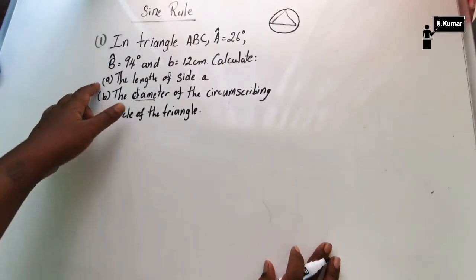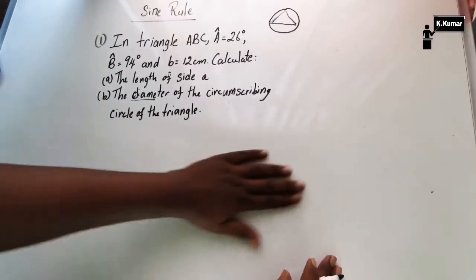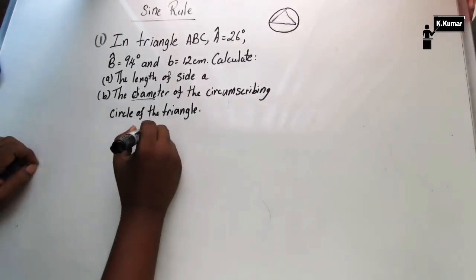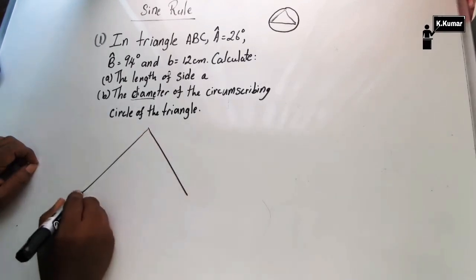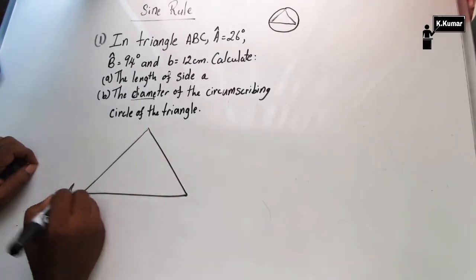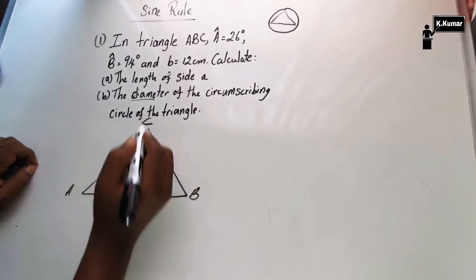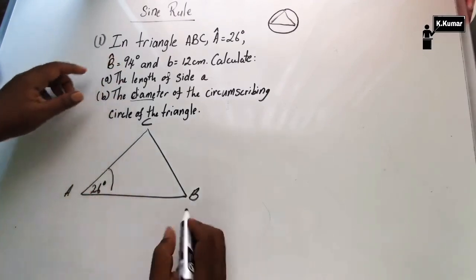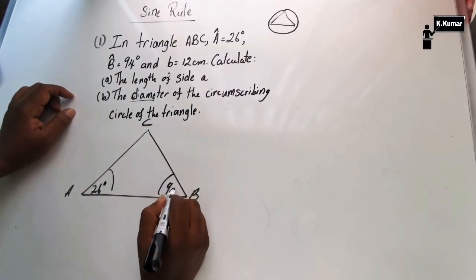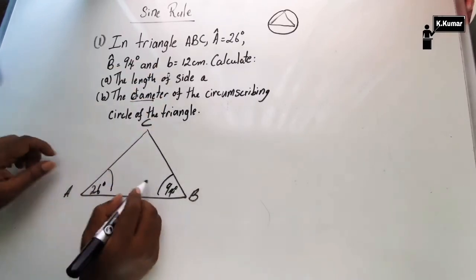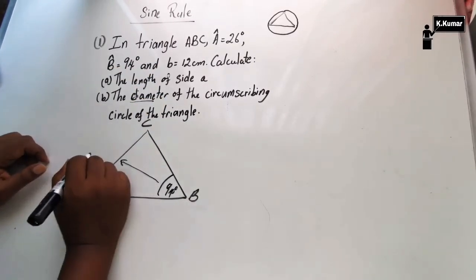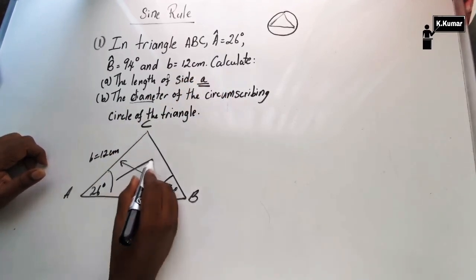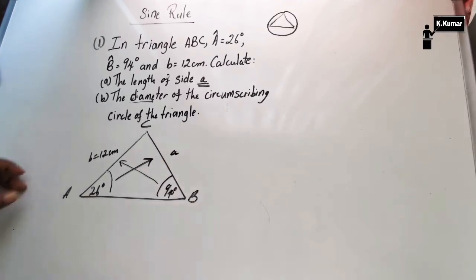So let's first start off with part A, the length of side A. But before we solve, let's draw our triangle. So remember it's a non-right angle triangle. So we draw a triangle and we label it A, B, C. They said that angle A is 26 degrees, angle B is 94 degrees, and side B, which would be the one that's opposite angle B, is equal to 12 cm. They want us to find side A. So side A would be this side.